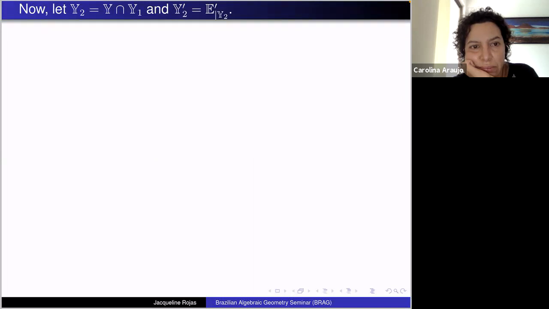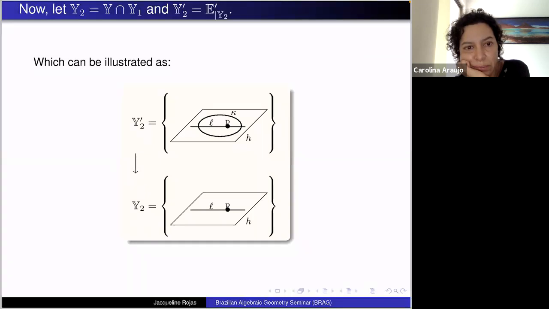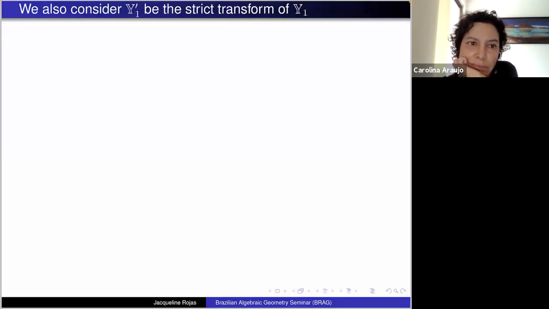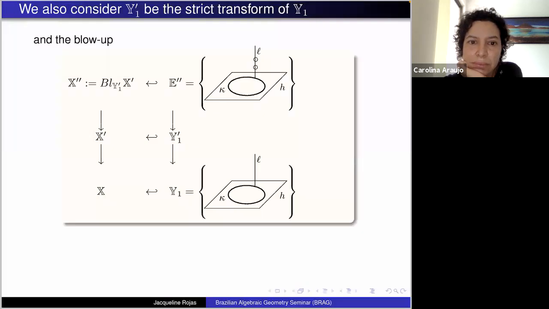Then we continue and consider the intersection of Y and Y1, and also Y2 prime, which is the restriction of the exceptional divisor to Y2. And here is Y2, the intersection, in this case the line goes inside the plane. Yes, this is the situation. In Y2, you have conics varying in the plane. We also consider Y prime, the strict transform of Y1. In this case, we consider the second blow up. We are going to consider the blow up of X prime along Y1 prime, and we get this X2 prime.